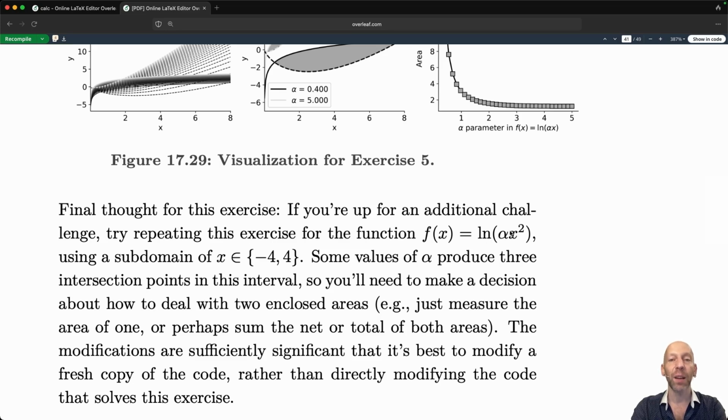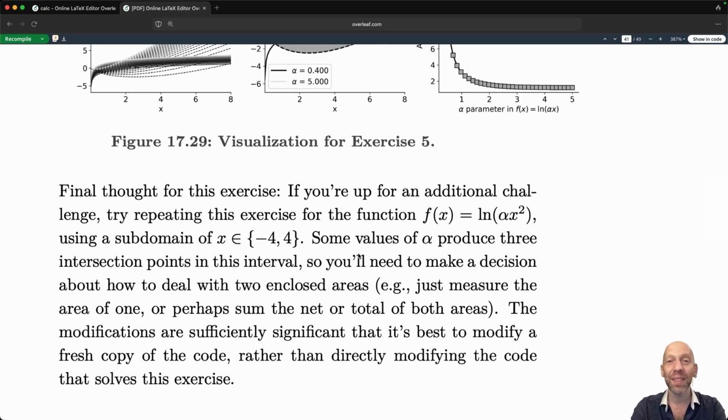Now, the natural log of x is defined only for positive values, but the natural log of x squared, of course, can be defined for also negative values of x. Can be defined for any value of x except for x equals exactly 0. So you can try repeating this exercise for the function natural log of alpha times x squared. In that case, you can actually use a domain that goes into negative numbers, and you will find some interesting things that will lead you to making some decisions.